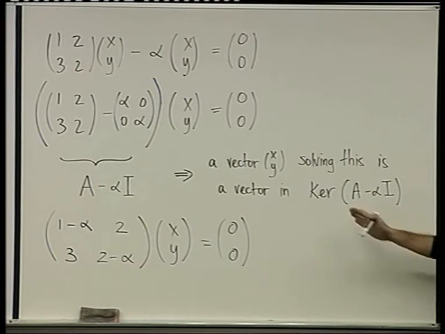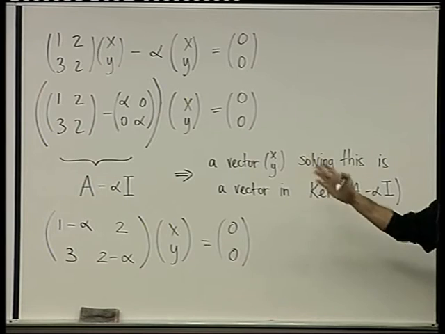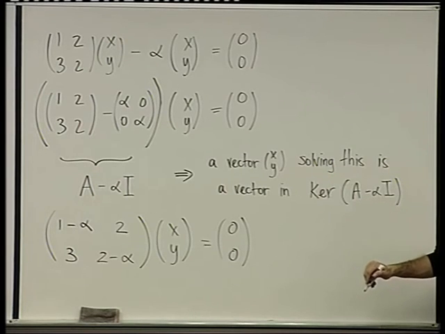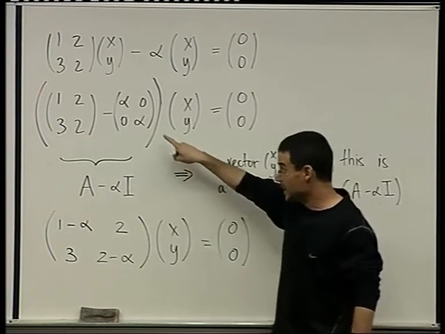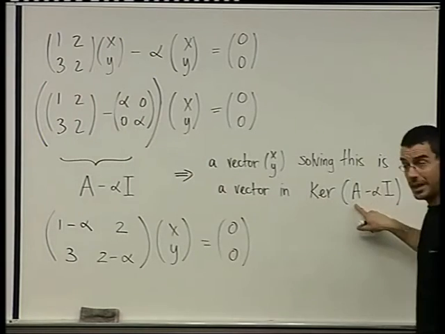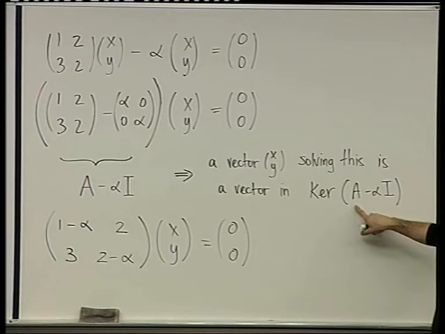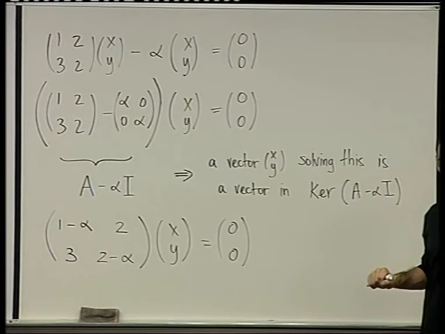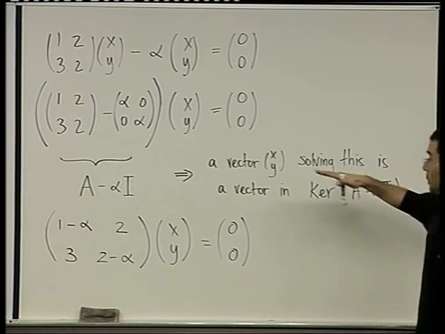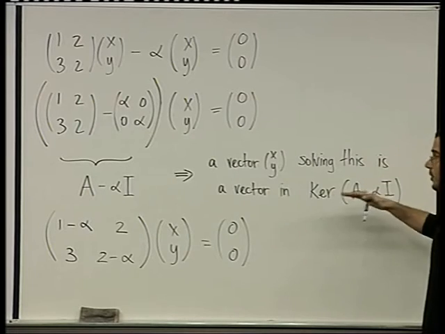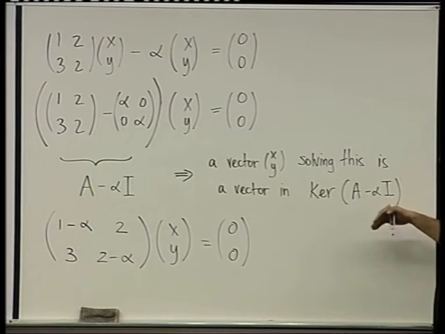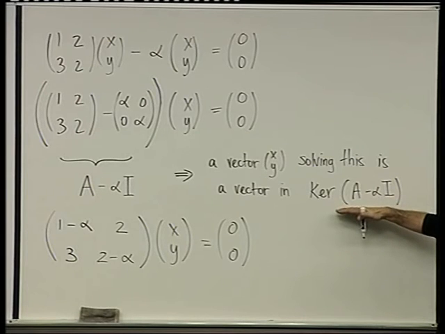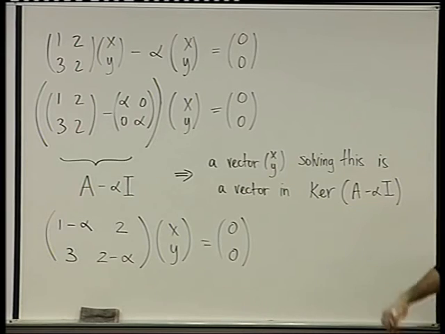And remember, we can use the word kernel for a matrix. It makes perfect sense. It's the vectors that this matrix sends to zero. It's not the kernel of A itself. It's the kernel of A minus alpha I. Good? So a vector solving this is a vector in the kernel. Eigenvectors are elements in this kernel. In order to find eigenvectors, we have to find what this kernel is.